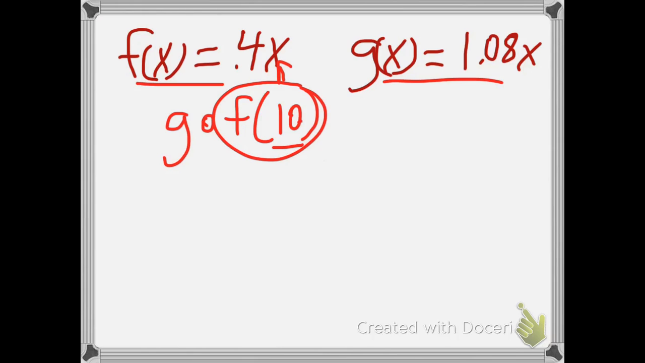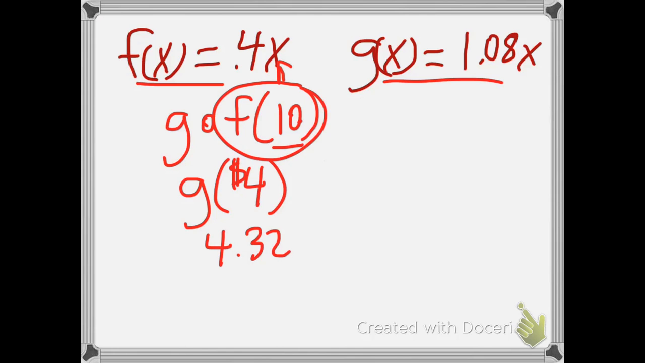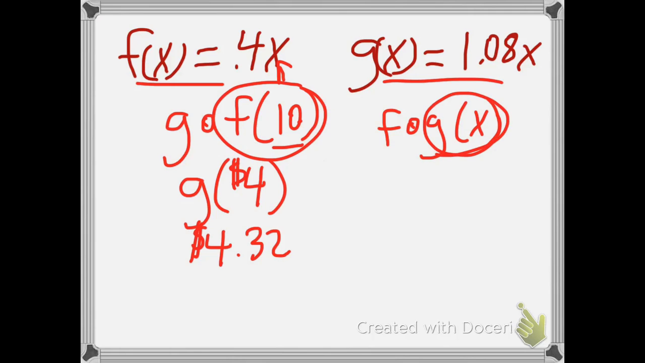And so that's 10 times 40 cents each is $4. And then g of $4 is 1.08 times 4, the tax amount. G of $4 gives us $4.32. Okay, so you can see how we do this. The order does matter. If we said, like I originally had, f of g of x, we'd actually be doing the tax function first and then putting the result into the f function, which doesn't make any sense. So that one is no good.